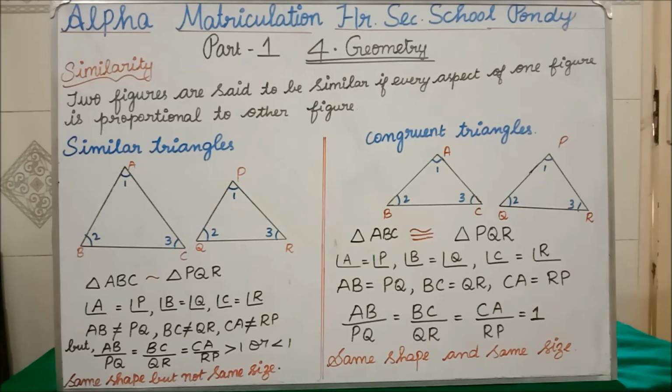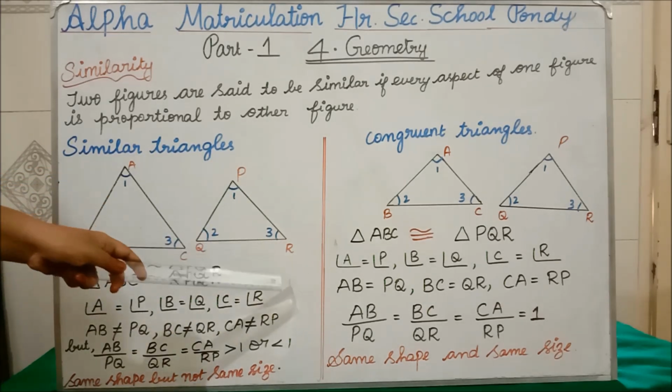Now after this we are going to see what a similar triangle is and what a congruent triangle is. First we will see similar triangles. Students, this is a very important concept, so listen carefully. See here, I have drawn two triangles. The first triangle I have named A, B, C. The second triangle is P, Q, R.